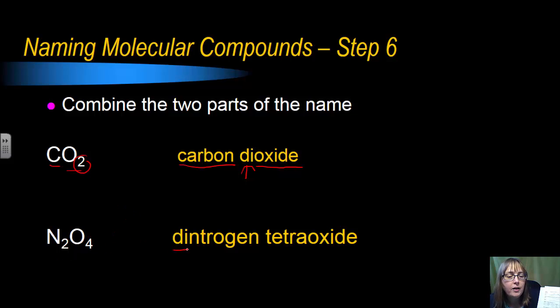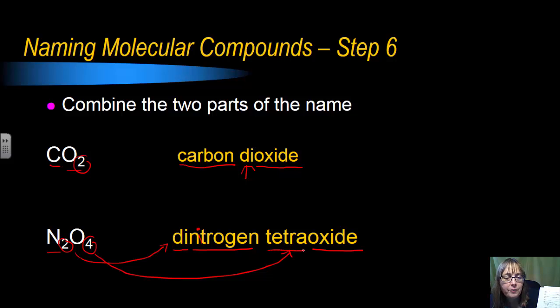In the case here of our nitrogen, we have our nitrogen back there. Ooh, look at that, there's a misspelling right there. So nitrogen, since there's 2 of them, we put the prefix di. And our oxygen has now become oxide, just like we did with the ionic compounds. We've got the 4 right there, so we're going to be putting in the word tetra.